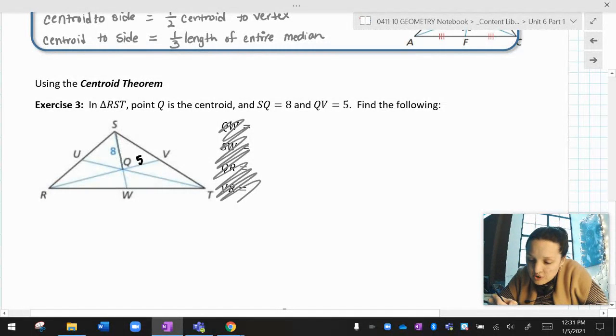Well, if S to Q is 8, the rule was the part that goes to the vertex is twice as big as the part that goes to the midpoint.